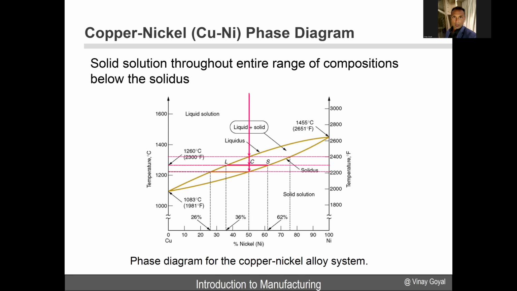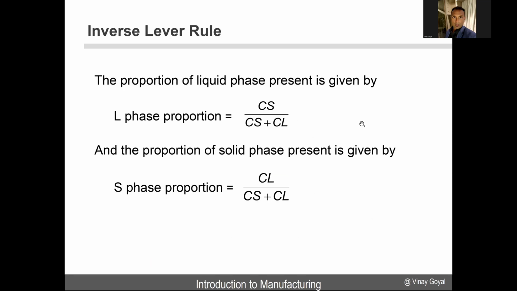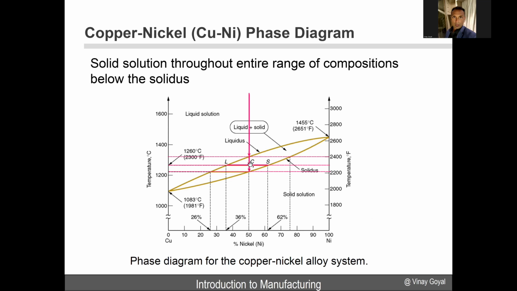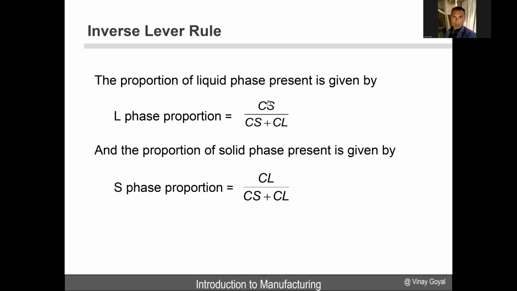So now let's look at how we will determine the percentage composition for these materials. For example, I want to determine the proportion of liquid phase present. So what do I do? I look at taking C here. Say I'm looking at 50%, and I'm looking at this particular temperature. You'll take C here, and where it intersects here, S, we call this the solidus, this line here. So that CS here will be divided by CS plus CL, so this length here at the bottom.